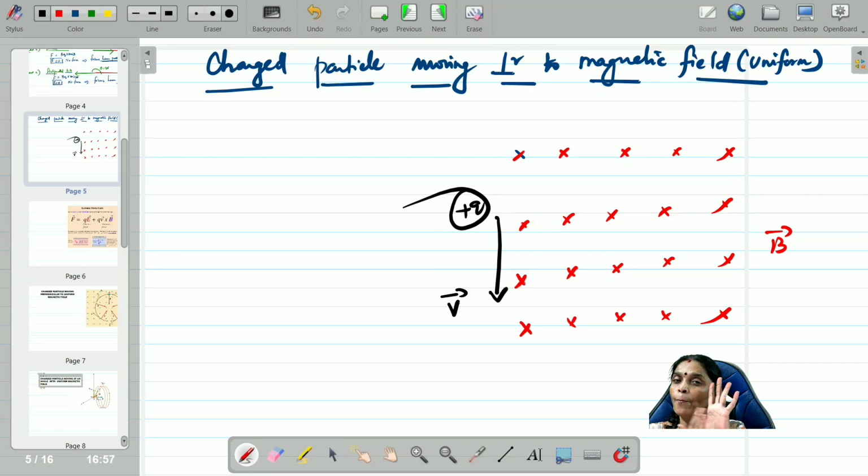I have told you my palm is my magnetic field. Fingers are the velocity of the positively charged particle, whereas my thumb shows the direction of the force. If I keep my palm like that into the paper, that is perpendicular inwards, negative z-axis. That means minus k cap. If I keep the palm facing outwards, then you can say that it is positive z-axis.